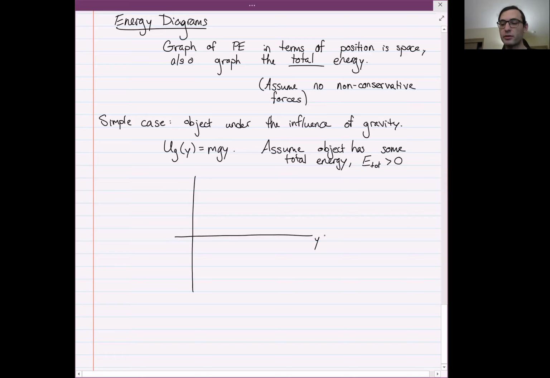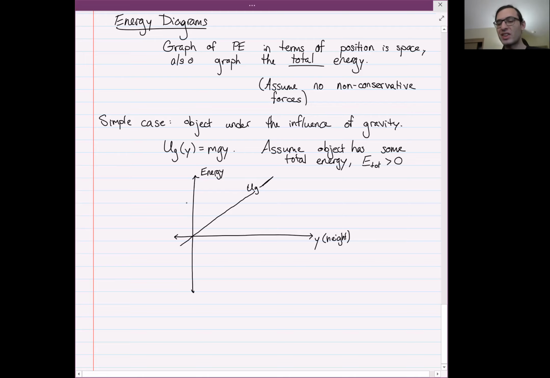We have the y-axis, which would be height, say in meters, and the x-axis, which is energy. So let's plot this function mgy. It passes through the origin and it's linear, so it just looks something like this. And so this would be u sub g, right? It's just a line.